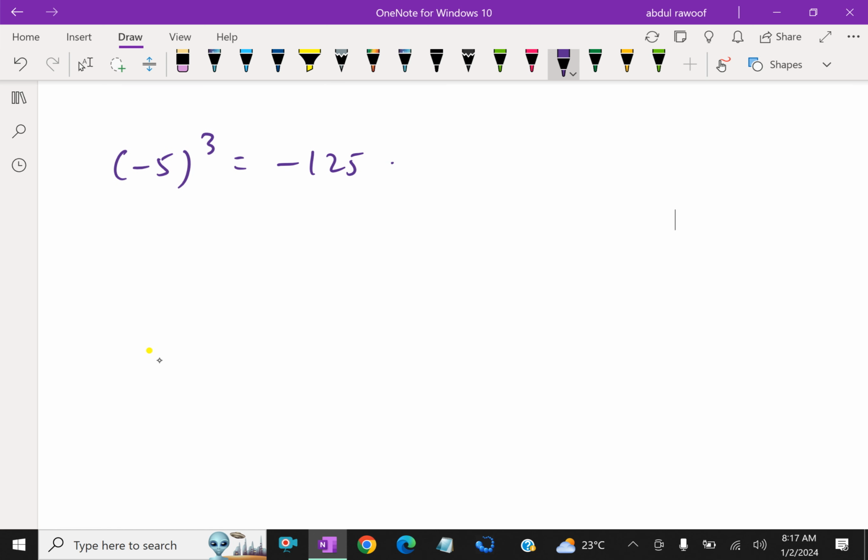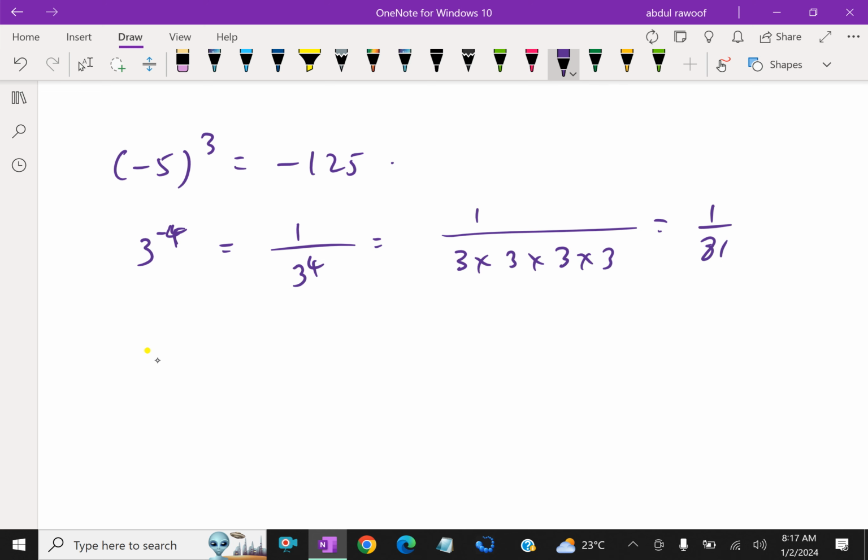Next one, 3 power minus 4. What do you mean by 3 power minus 4? 3 power negative 4 can be written as 1 over 3 power 4. Therefore, here 3 into 3 into 3 into 3 is 81, so it is 1 over 81.